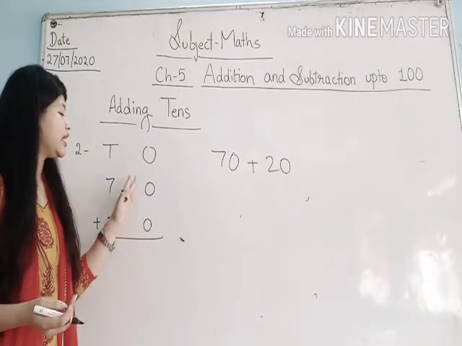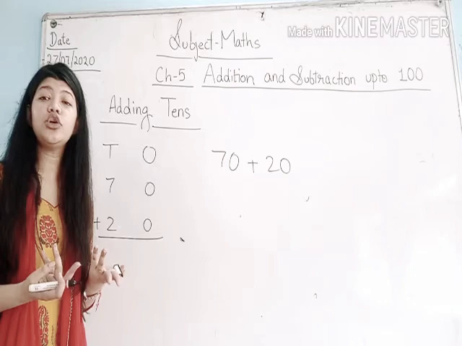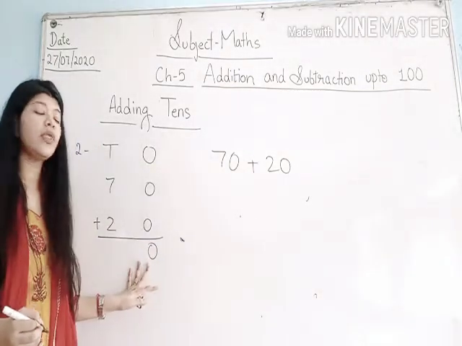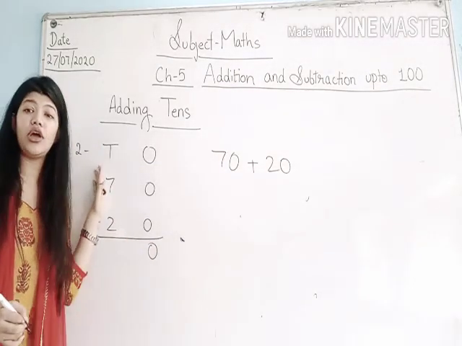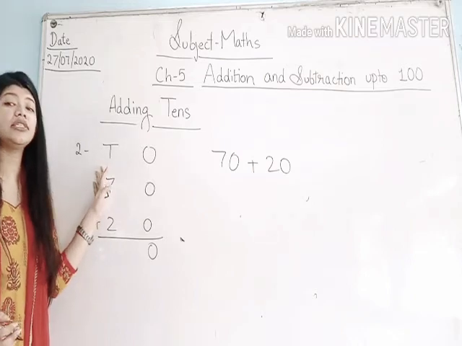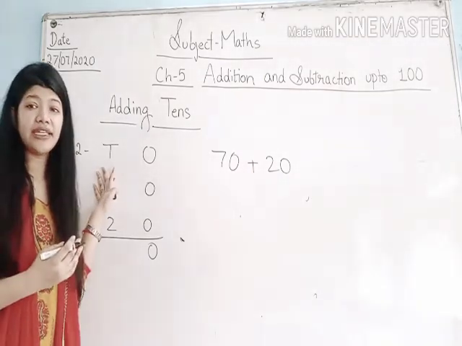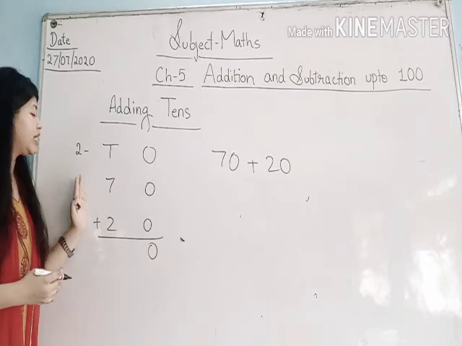Now tell me that 0 plus 0 is equal to 0. Clear? Now let's come to the tens column. Our next step is to add the numbers given under the column of tens. Yes. So let's come to the tens column.